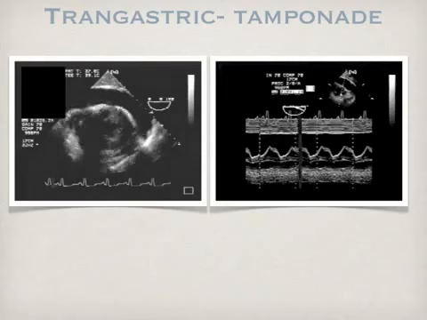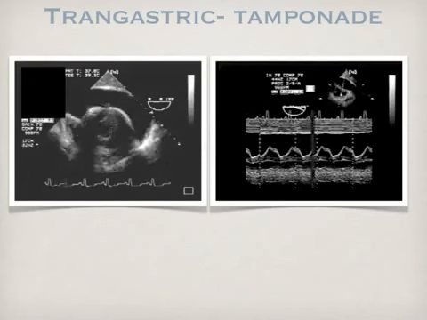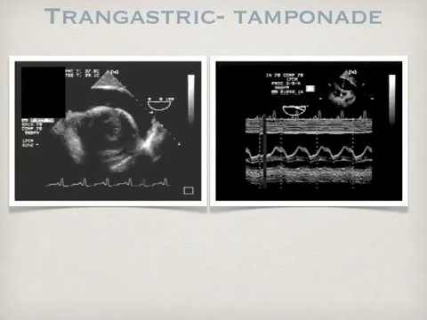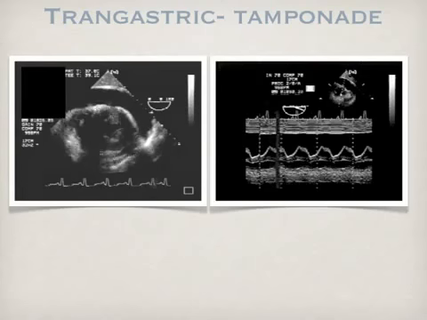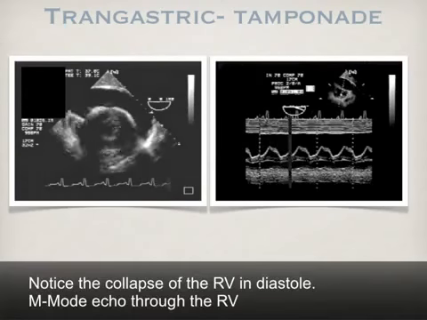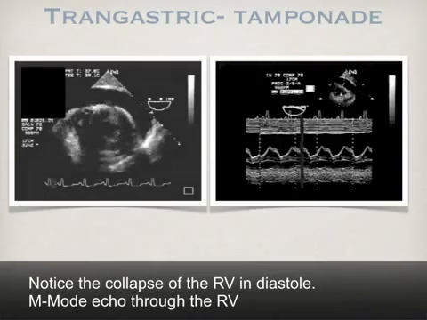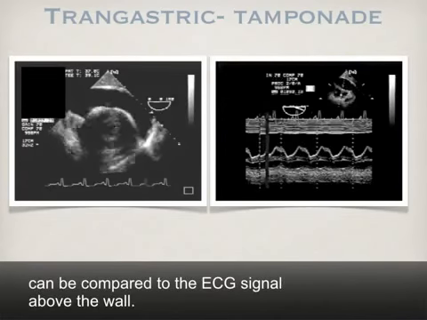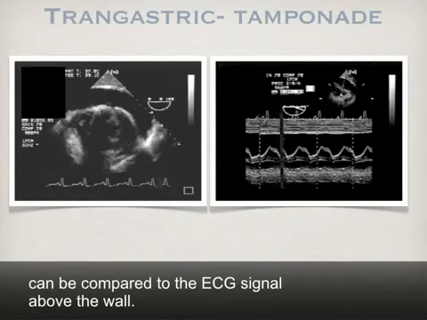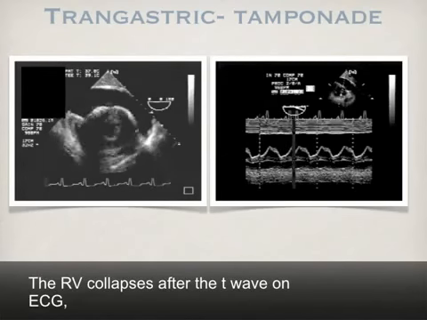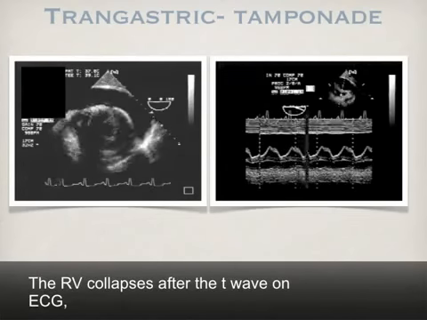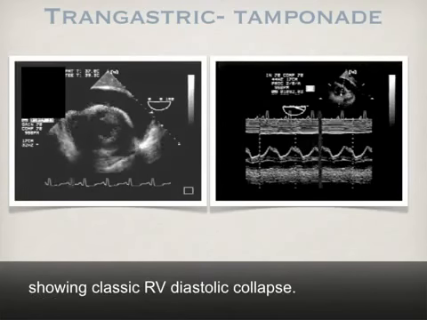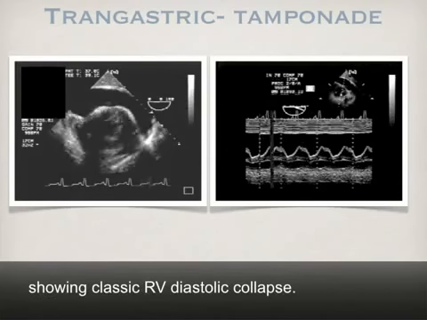On the left, we see a transgastric view of the left and right ventricles with a large pericardial effusion behind the heart. Notice the collapse of the RV in diastole. M-mode echo through the RV can be compared to the ECG signal above the wall. The RV collapses after the T wave on ECG, showing classic RV diastolic collapse.